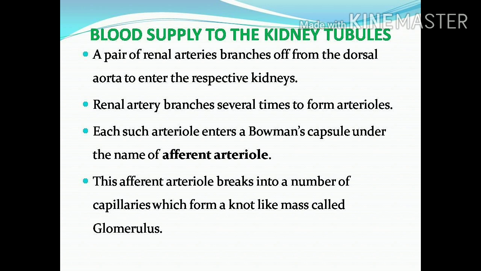This afferent arteriole enters inside the Bowman's capsule and it again divides to form capillaries. A number of capillaries form a knot-like mass that is called a glomerulus. It is a knot or mass of capillaries, and these capillaries, fitting inside the Bowman's capsule, are called the glomerulus.